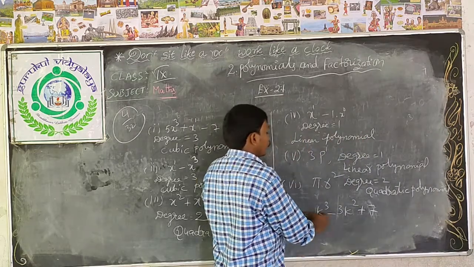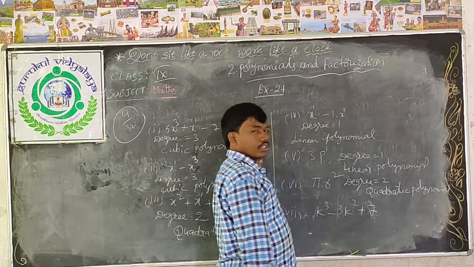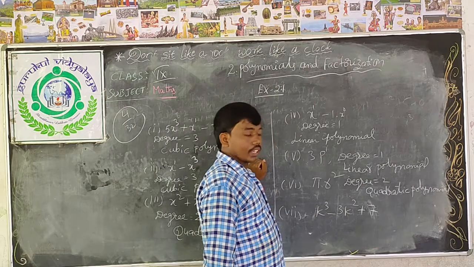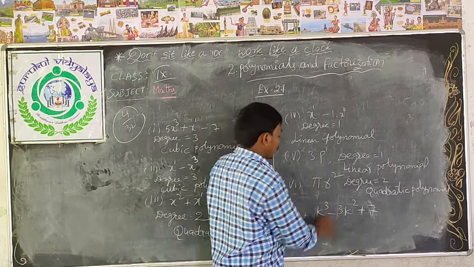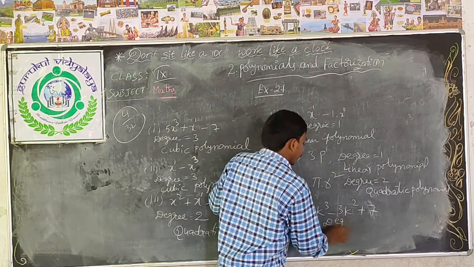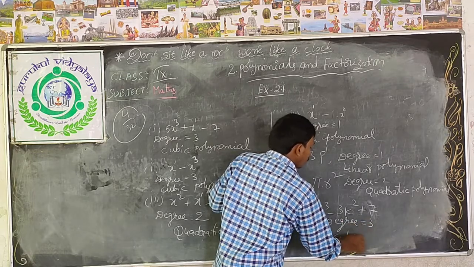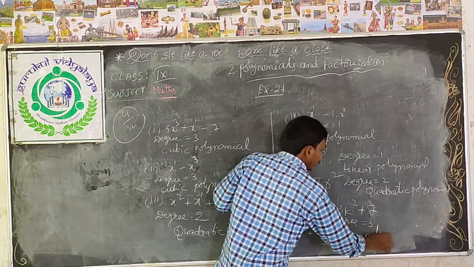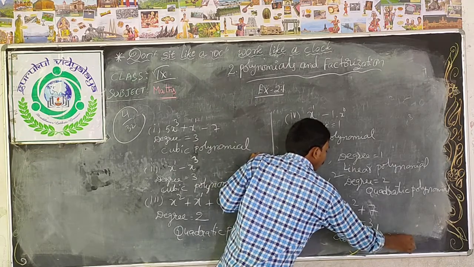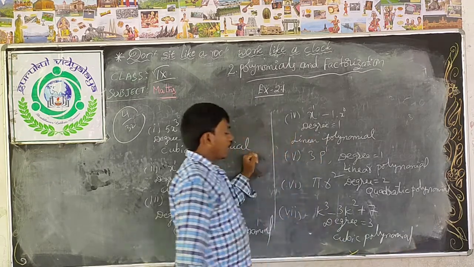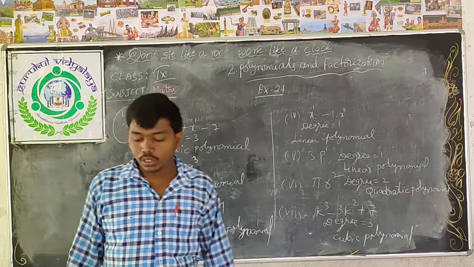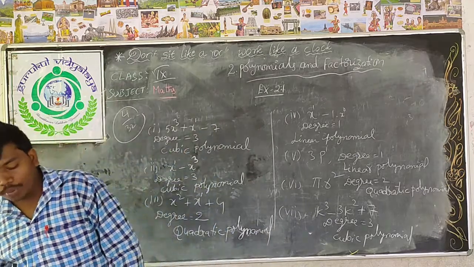Children, k cube minus 3k square plus 7. One polynomial again. What is the highest power? 3. So that is called the degree. So degree 3, that is called a cubic polynomial. The polynomial degree is 3, then it is called a cubic polynomial.